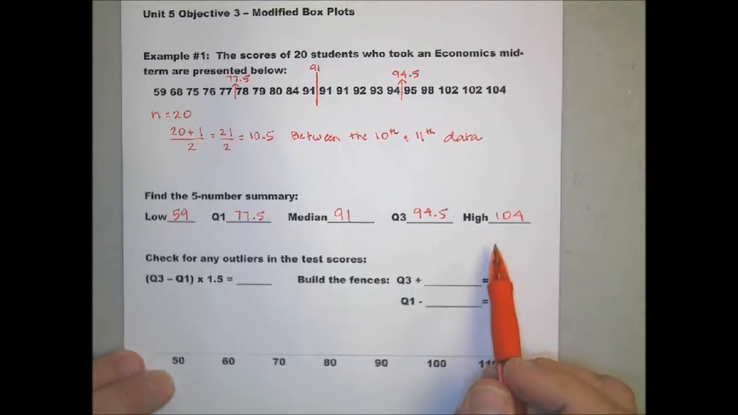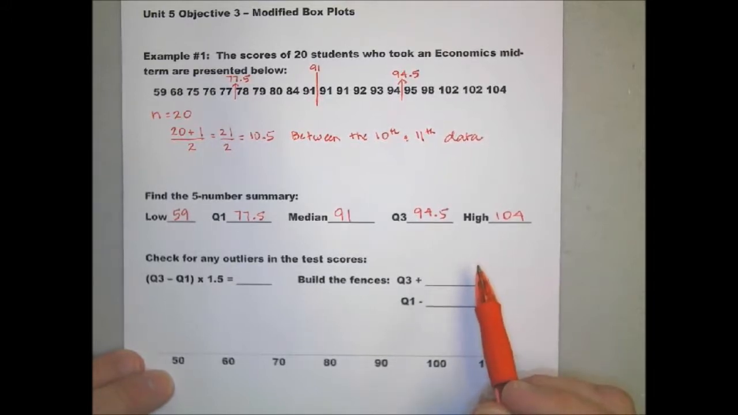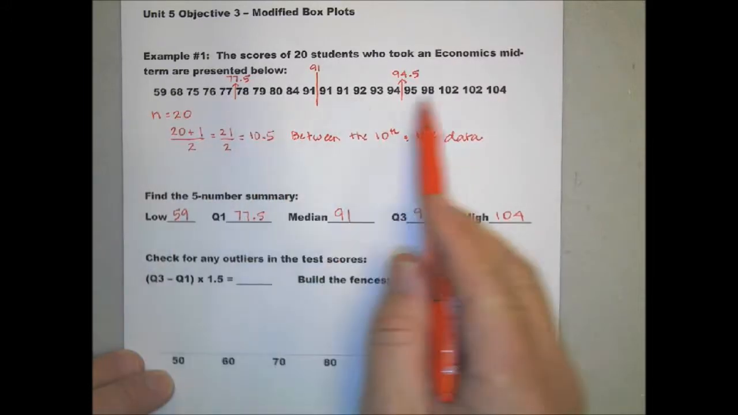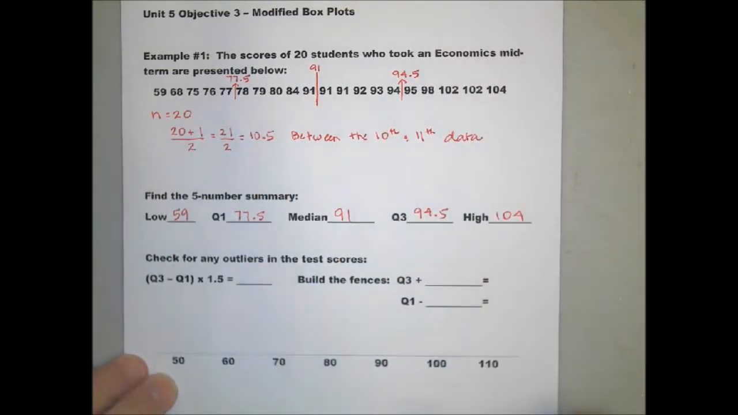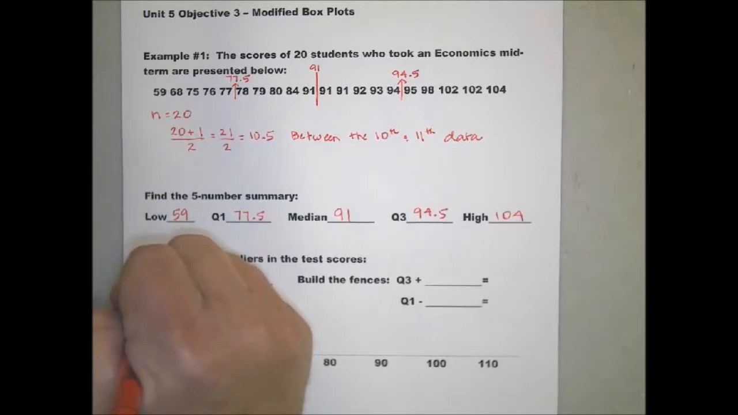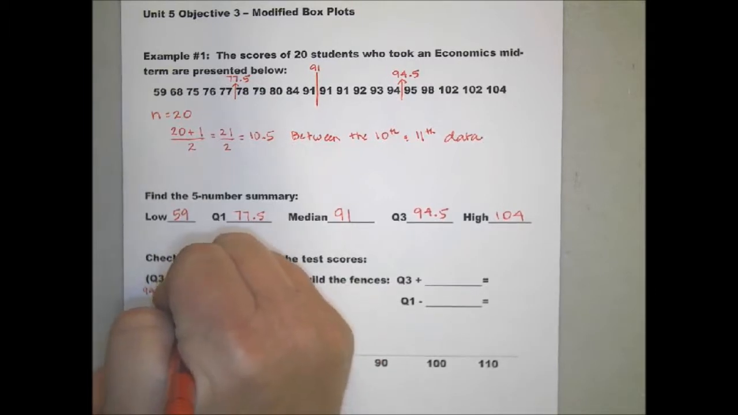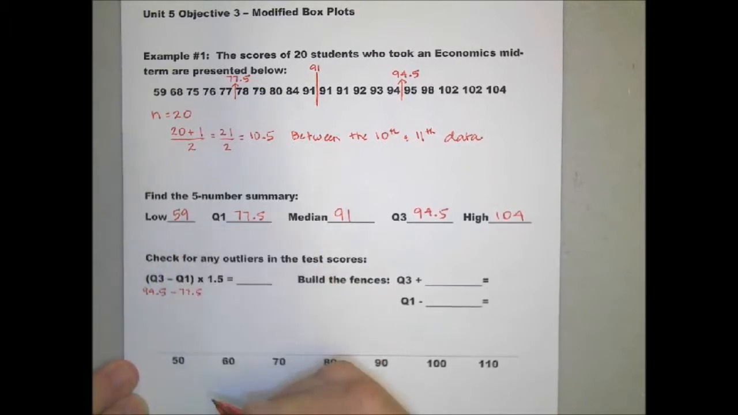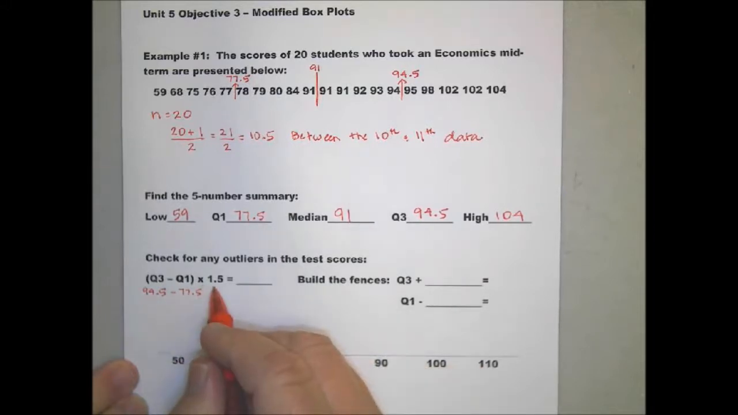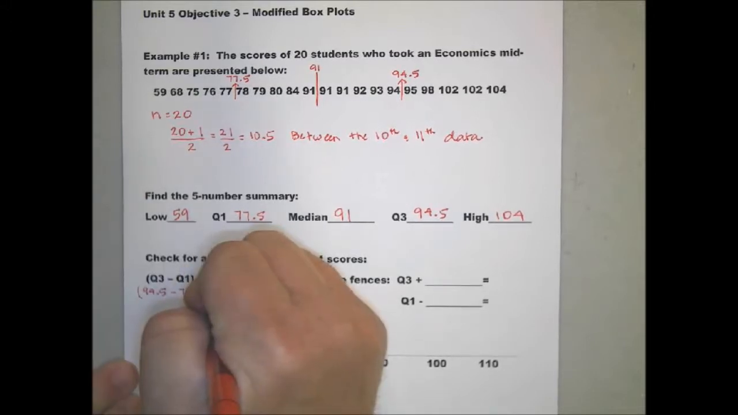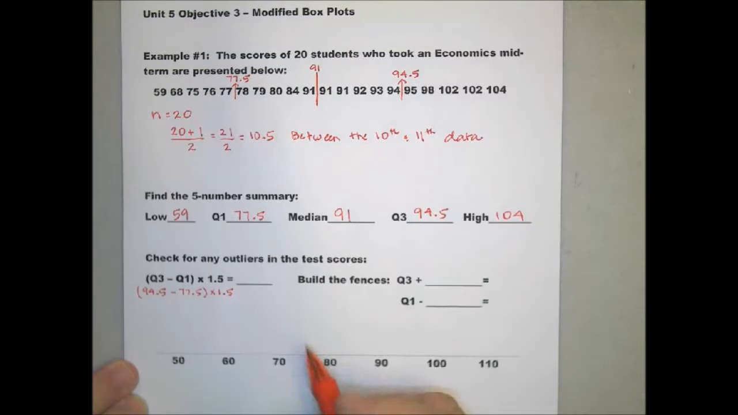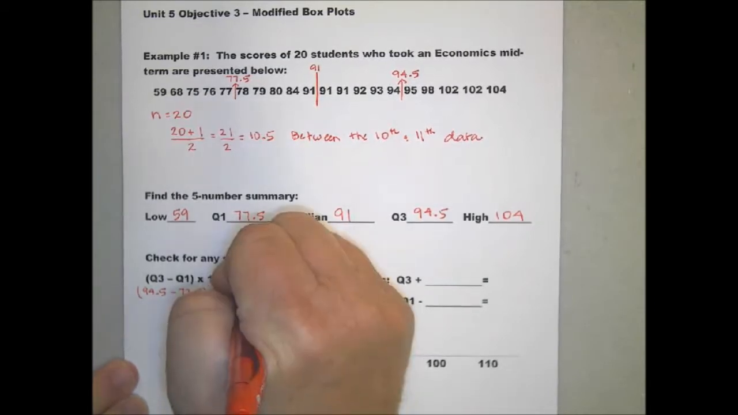The next thing we do is we check for outliers in the data. Are any of these numbers statistically unusually high or unusually low? There's a method for checking for outliers, and here it is right here. You take the third quartile, which in this case is 94.5, and you subtract the first quartile, which is 77.5, and you get a number. And then you multiply that number by 1.5. And then you get your new product. And that product in this case is 25.5.